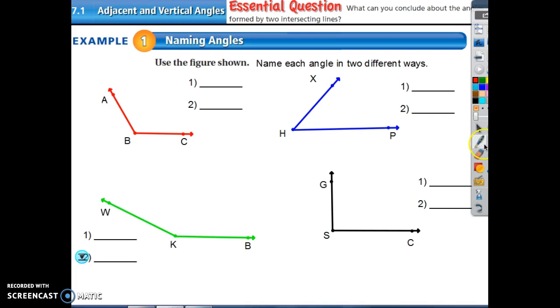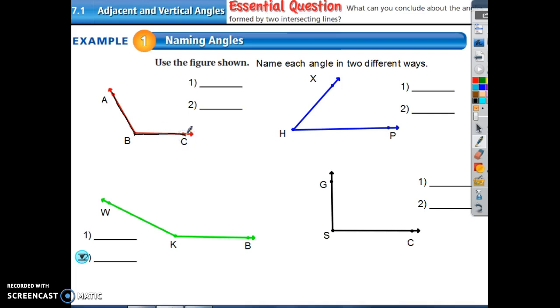So in our first angle, this red angle, we are going to name it using the letters that are shown. What we do when we're naming an angle is we list the letters in order to outline the angle that is shown. So for example, if I wanted to name this red angle, I could outline it by starting at the A, going to B, and ending at C. So I could draw this angle by starting here at A, going through to B, and ending at C.